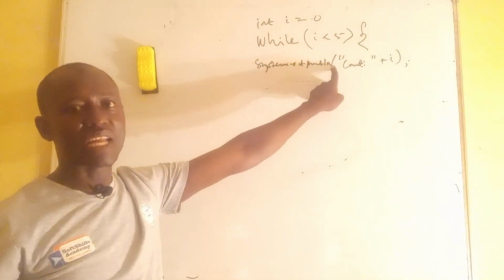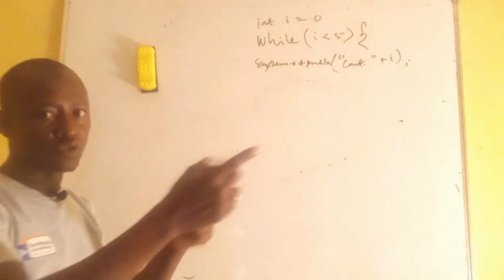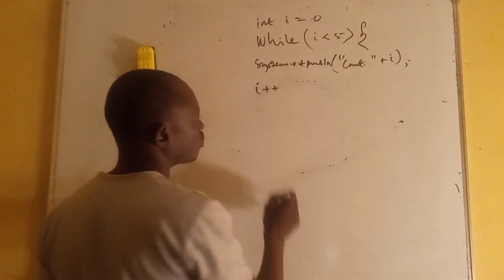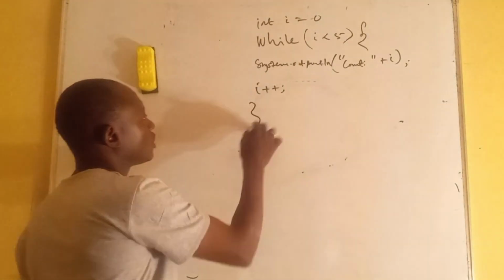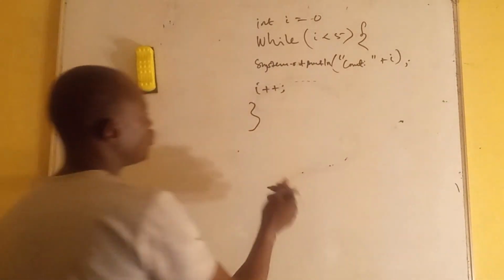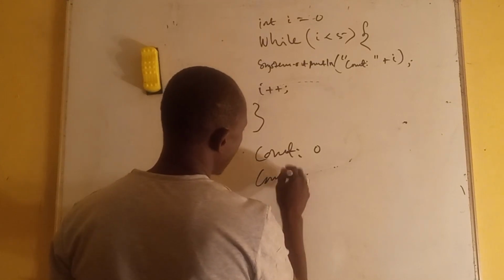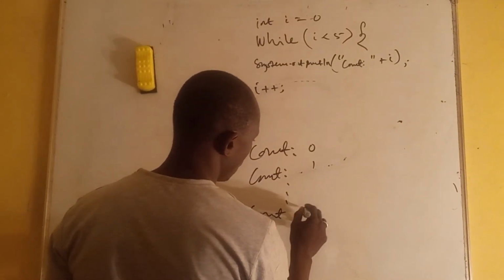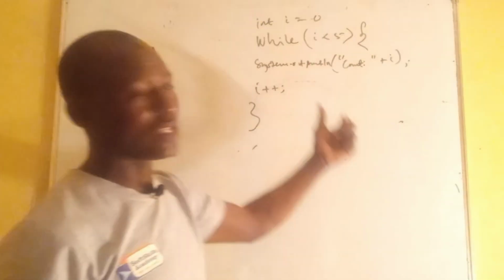Once you end this statement, you need to set a counter again. That's now your i++. Then you end this statement also, and you close the curly braces. So the output of this while loop is going to be count 0, count 1, up to count 5.